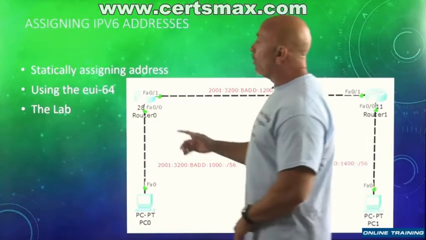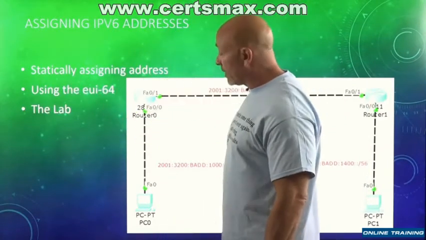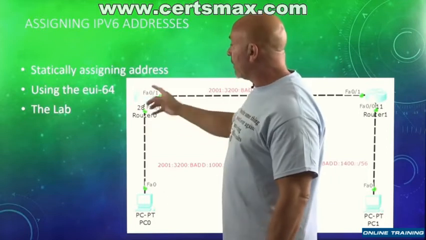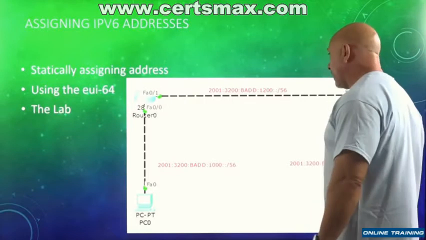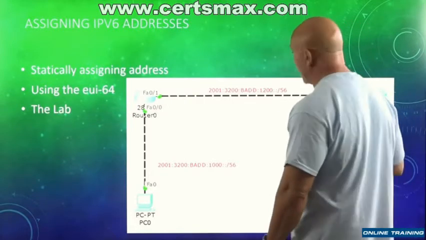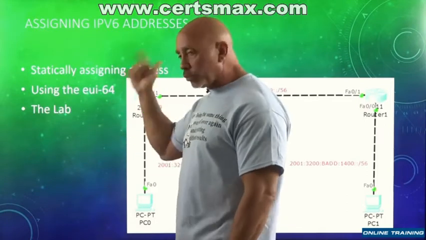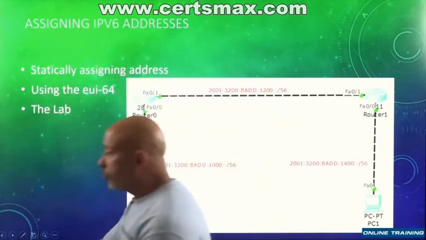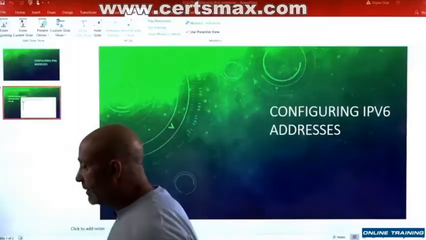What we're going to do is statically assign the IP addresses to the PCs, obviously. And then we're going to use EUI-64 over here, so you can see how it gets its IP addresses automatically on the other router. So let's go straight to the lab and not waste any time.